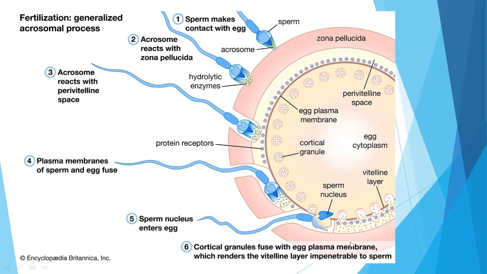This is why only one sperm can fertilize one egg. As soon as one sperm nucleus enters, the cortical granules stop the entry of other sperm. That's why fertilization by more than one sperm leads to anomalies and different sorts of diseases that we will discuss later.